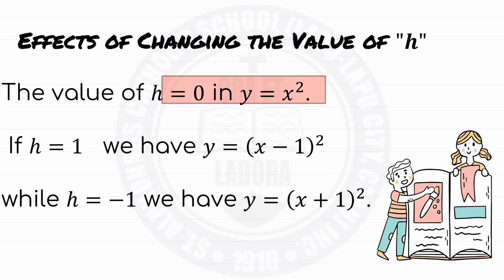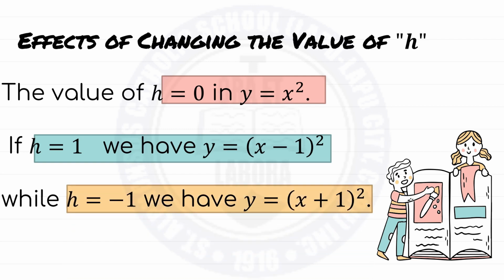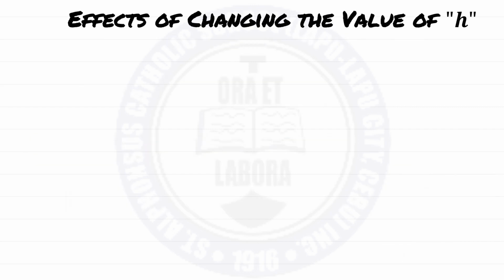Again, if h equals 0, the equation of the parabola will be y equals x squared. But if you have h equals 1, we have y equals quantity x minus 1 squared. While h equals negative 1, we have y equals quantity x plus 1 squared.